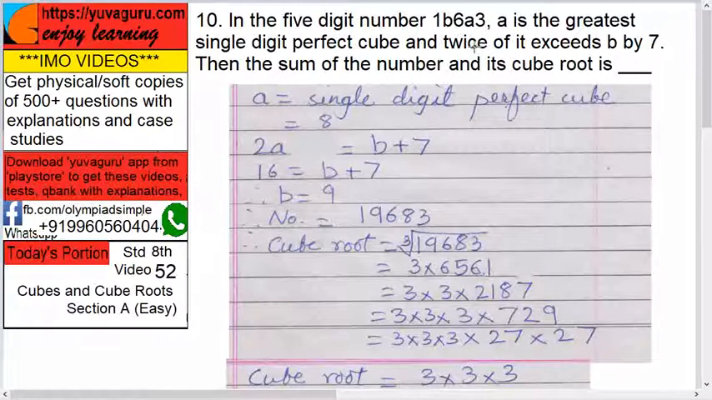Now what about B? Twice of it means 8 twos are 16. 2 into A exceeds B by 7. So 2A equals B plus 7. But what is A? 8. So 16 equals B plus 7. So B is what?